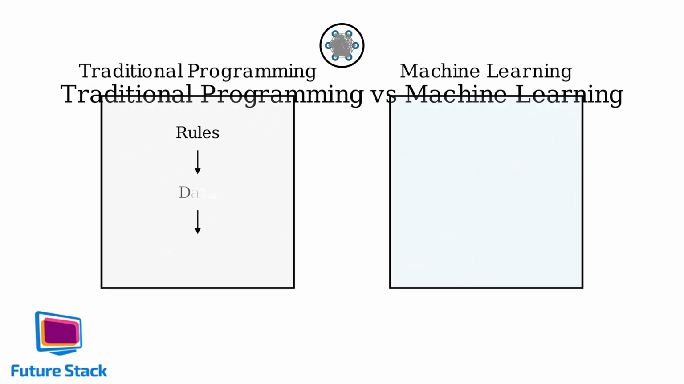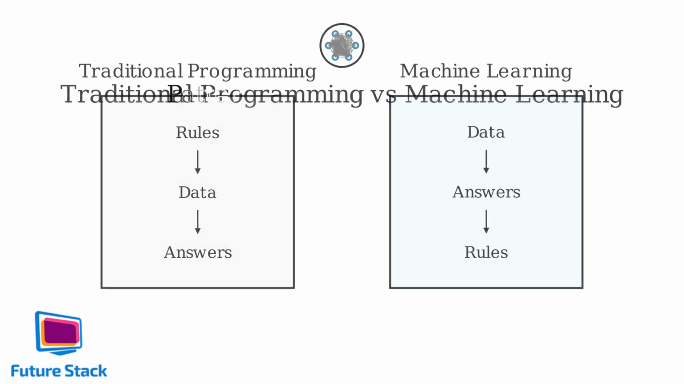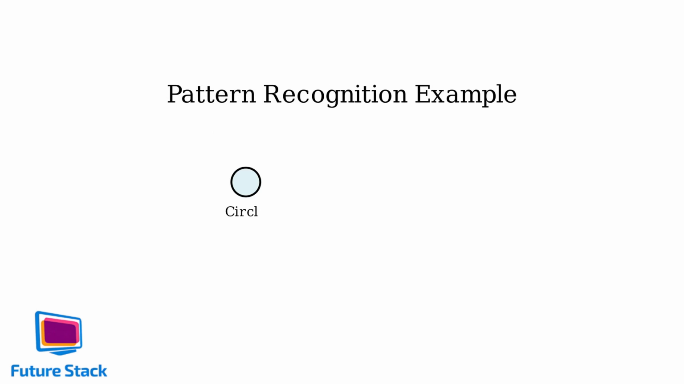In traditional programming, we provide rules and data to get answers. But in machine learning, we provide data and answers, and the computer learns the rules. One of the most common applications is pattern recognition.